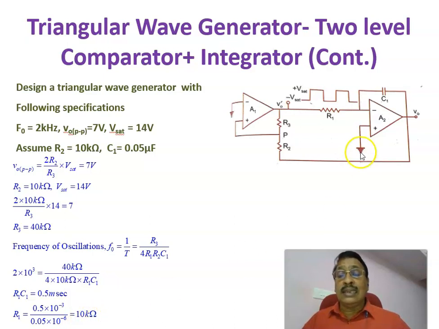Therefore, if you select R1 equal to 10 kilo ohm and R3 equal to 40 kilo ohm, with the given value of the capacitance as well as R2, you will get a triangular signal having a peak to peak of 7 volts as well as an output frequency of 2 kilohertz. That is by using a two-level comparator plus integrator. The output of the two-level comparator is given to an integrator, and the output frequency equation is given by R3 divided by 4 R1 R2 C1.